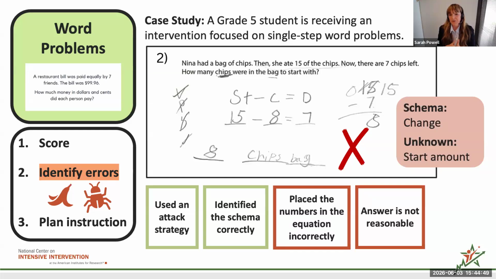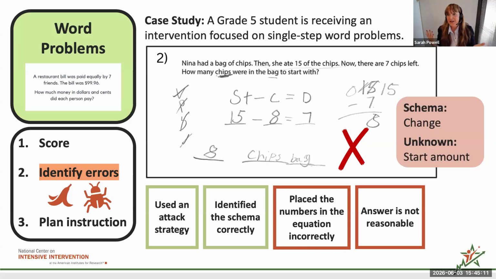So, my question for you is why might students have written 15 as the start amount? What might some of your students think or do? So, if you want to go ahead and answer that into the chat, I would love to get your answer there. So, why might students have written 15 as the start amount?